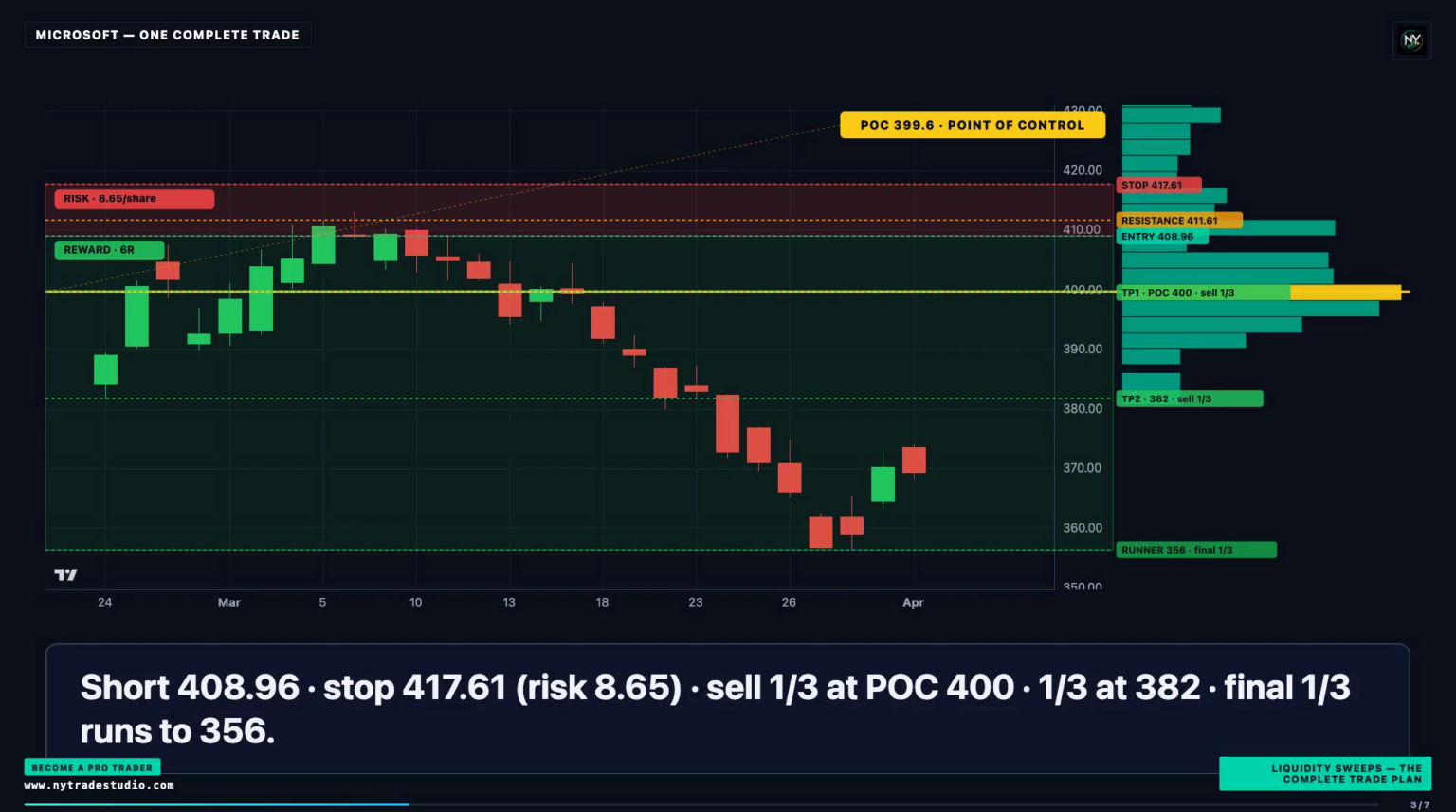And there it is, the whole trade on one screen. The sweep, our entry, our stop, our risk, 2 targets and a runner. That is one complete liquidity sweep trade from start to finish.